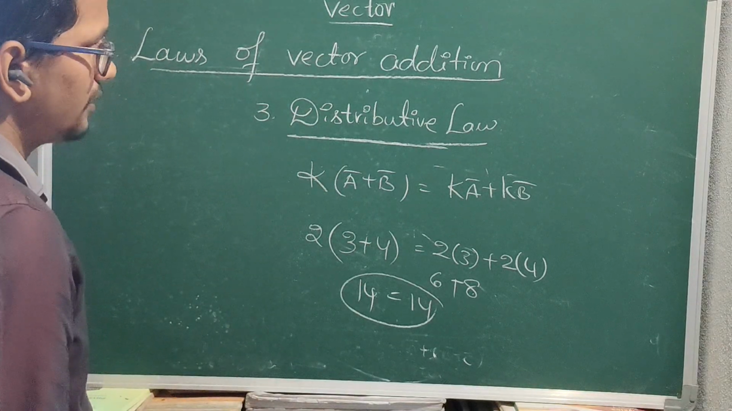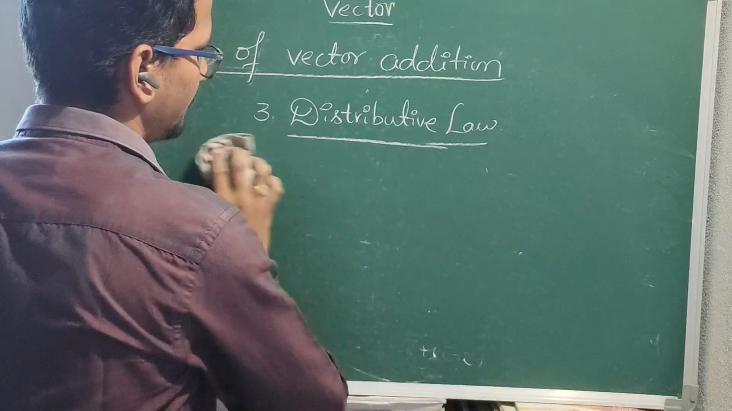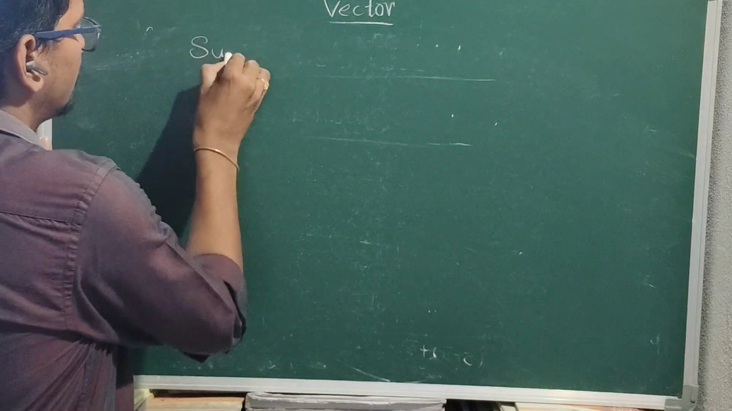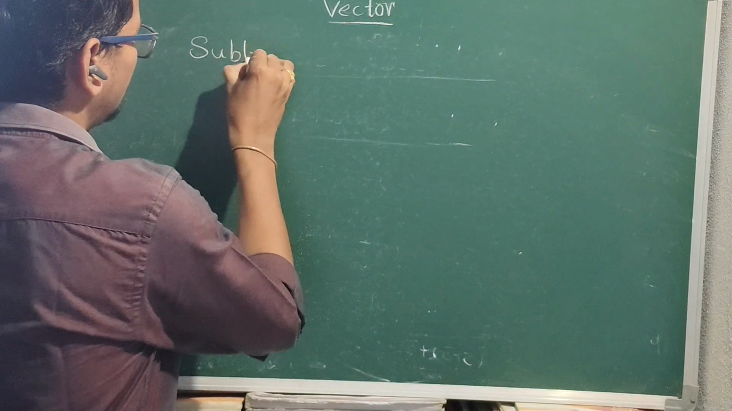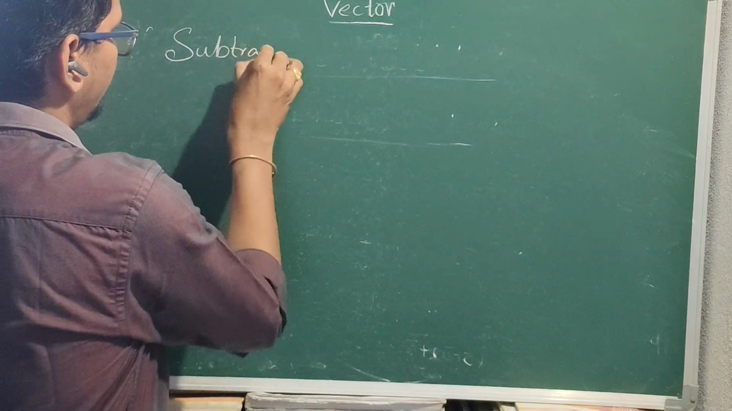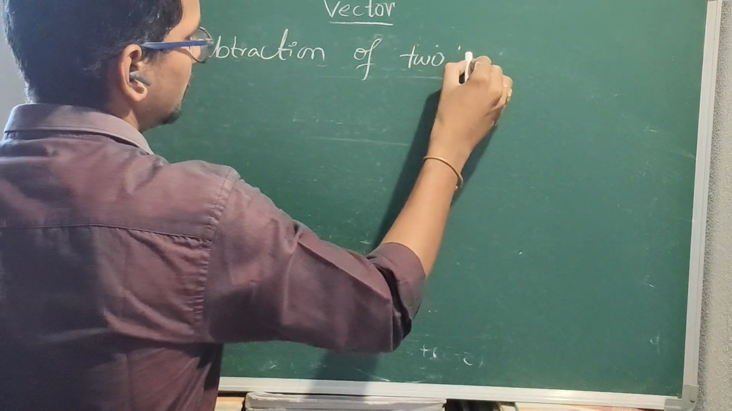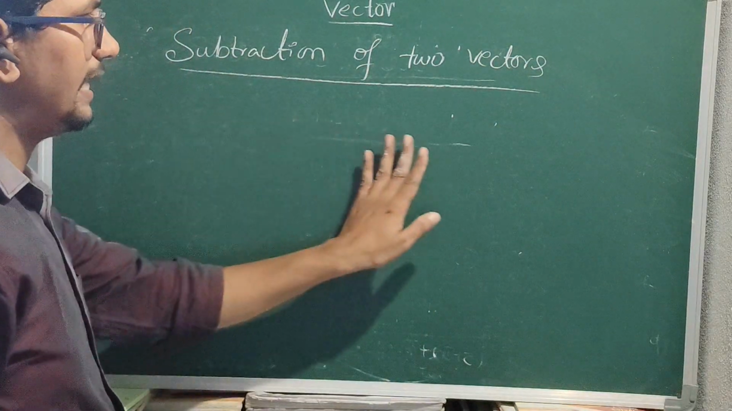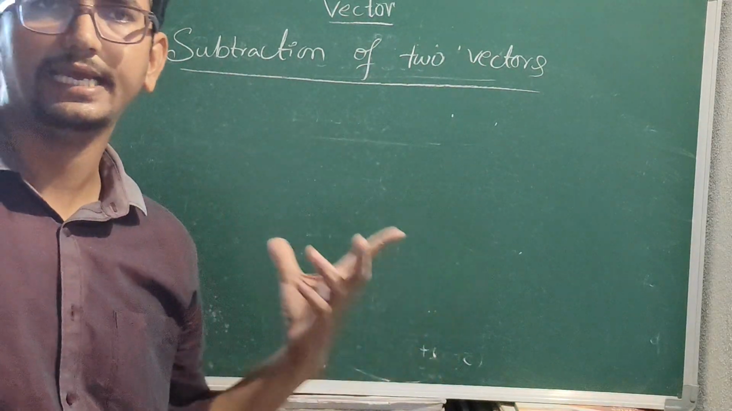Next one, subtraction of two vectors. Already we know adding of two vectors very well. Based on that, for the subtraction we can use the adding of two vectors.